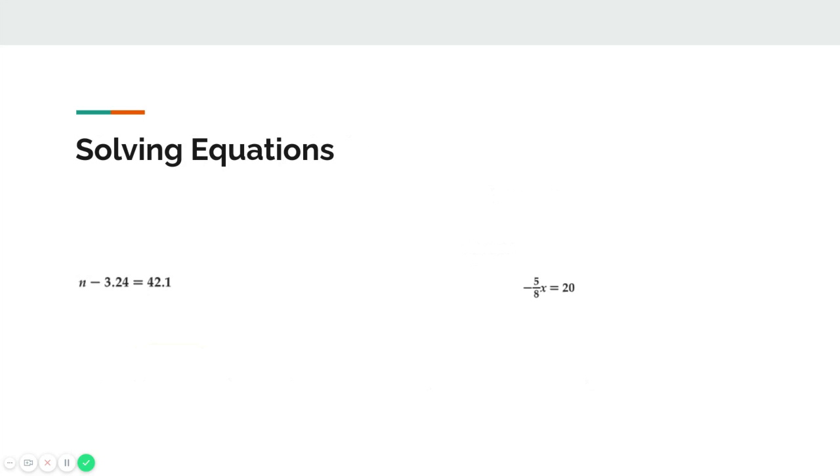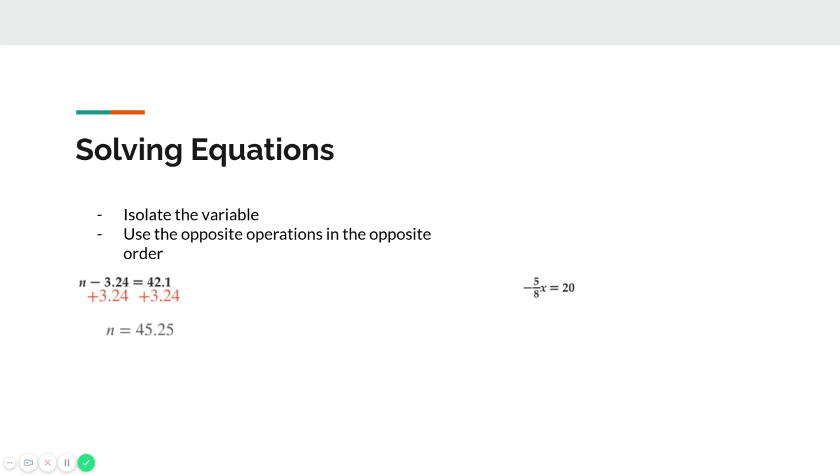Now moving on, our next objective is solving equations. The big key with solving equations is that we want to use the opposite operations to get the variable by itself. So if I look at my first example here, n minus 3.24, we want to get the n by itself. The opposite of subtracting 3.24 is to add the 3.24 to both sides. Do that, we're going to get n equals 45.25, and these are our one-step equations. Hopefully these are pretty simple.